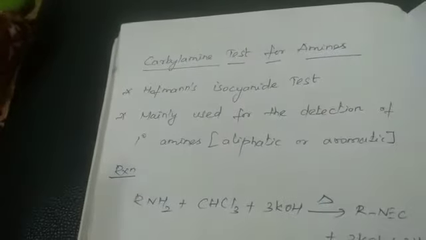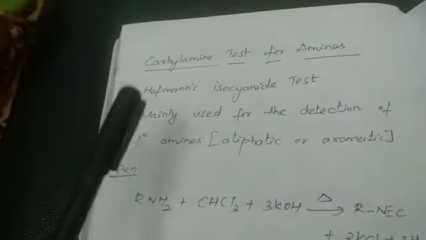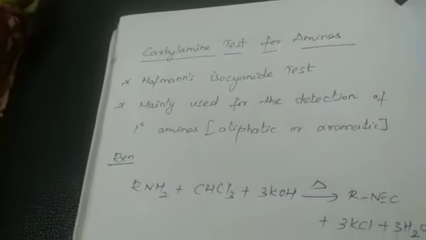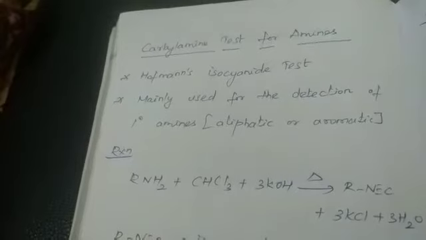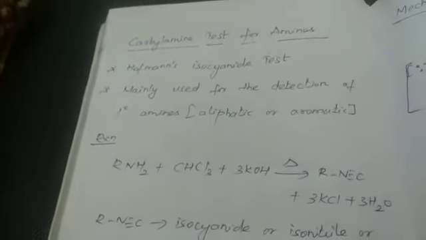Today we will see about the carbylamine test for amines. The carbylamine test is also called Hoffmann's isocyanide test. It is mainly used for the detection of primary amines. That primary amine may be an aliphatic amine or an aromatic amine.